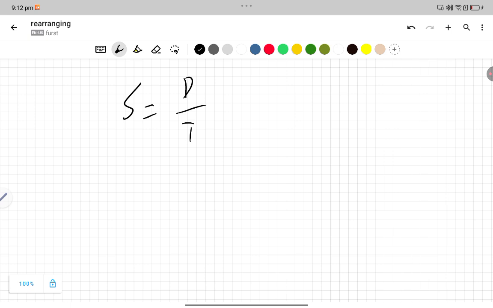So here, what's the subject? This one that starts with S, huh? It's the speed. We're defining this equation, trying to find speed in terms of everything else. Speed equals distance over time.